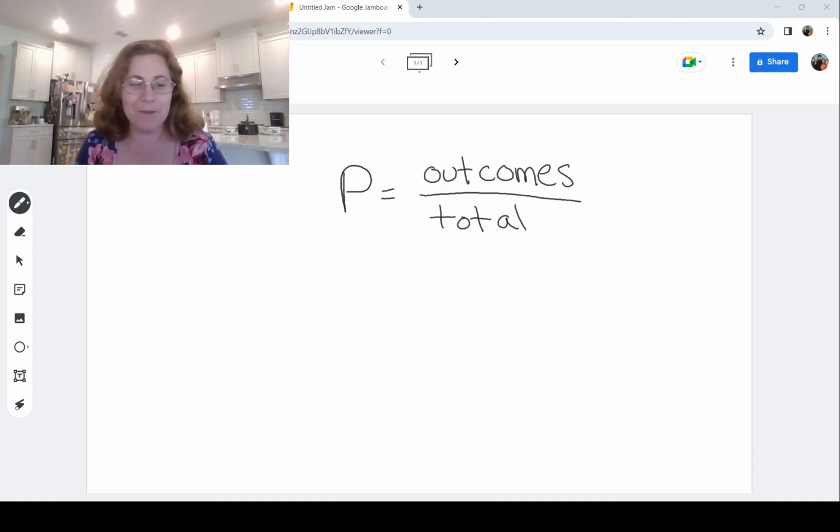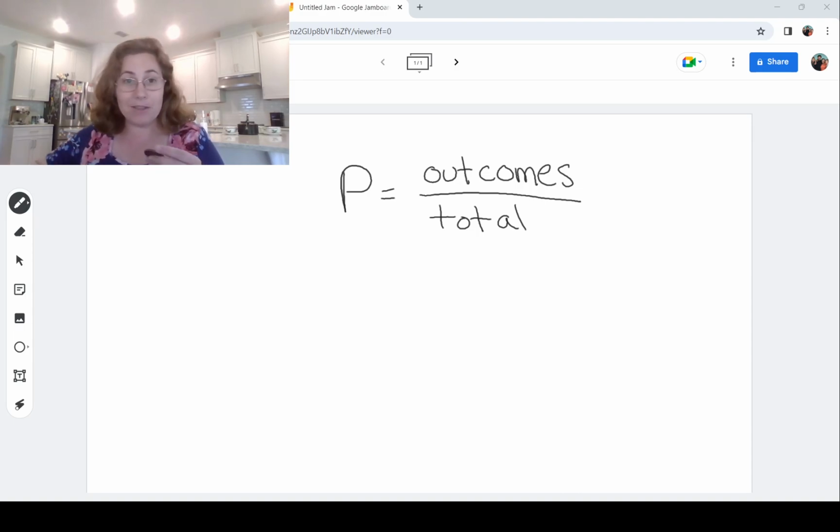We're going to be learning about probability. Probability is the study of chance. I have written off to the side here how we calculate probability. We use P generally for mathematics, a capital P. P is equal to the outcomes over the total.